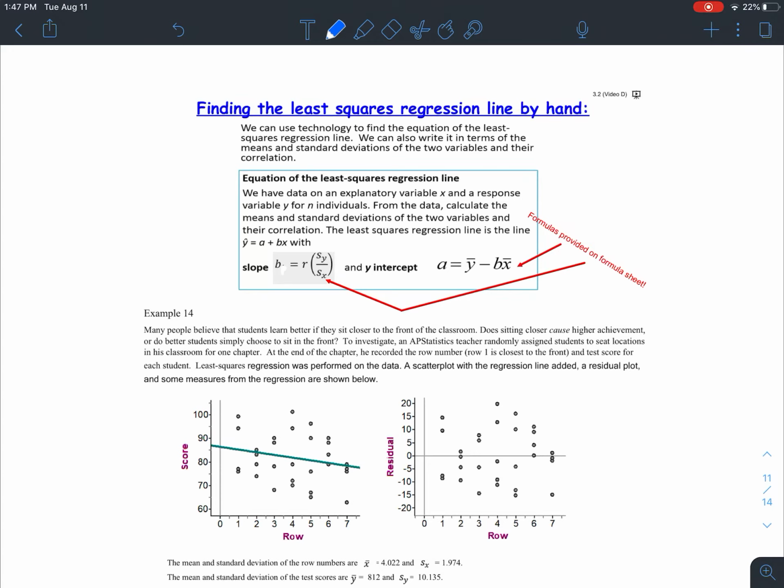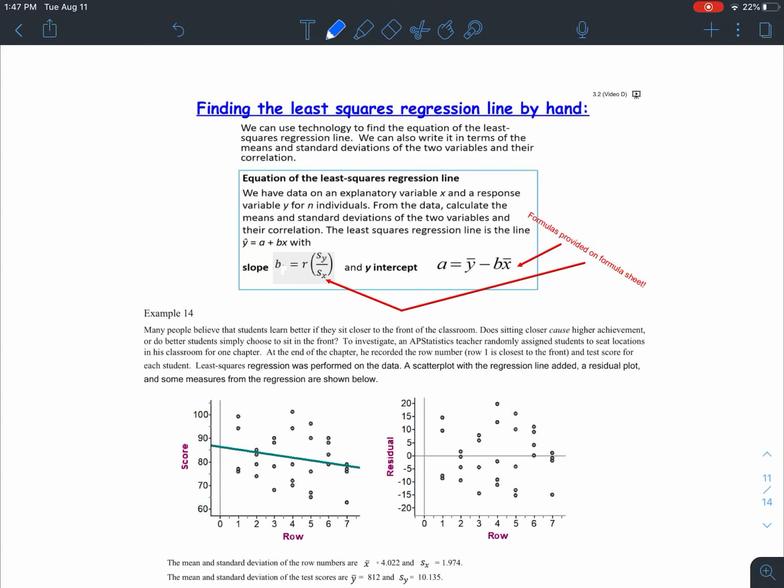We have been using our calculator to find the least squares regression line. That is typically what we do in AP statistics. However, there are a few formulas on your formula sheet that you need to be comfortable with. We're not going to create a least squares regression line by hand from scratch, but we are going to use some of these formulas to help us build the least squares regression line.